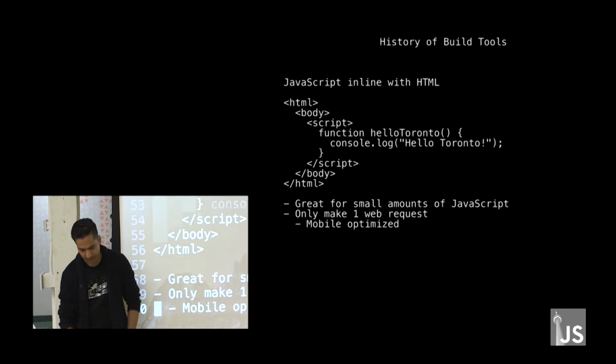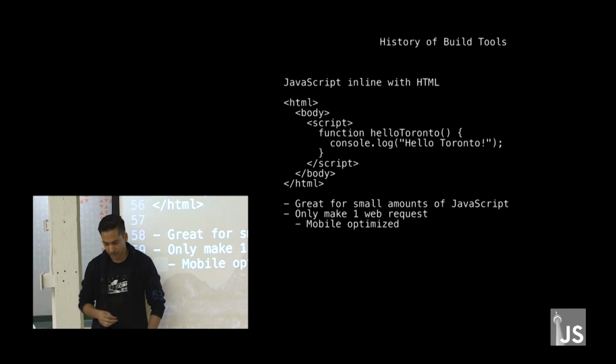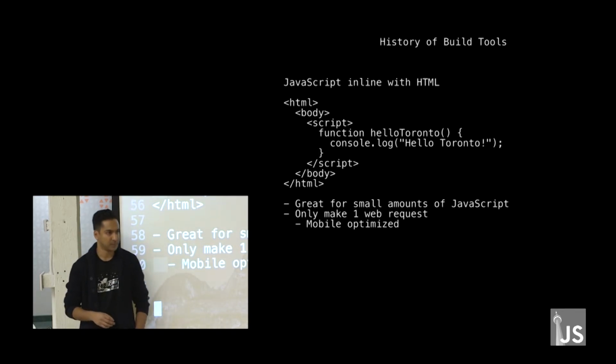So first and foremost, way back in the day, we used to inline our JavaScript directly in the HTML, something like this. It's great for small amounts of JavaScript, and you only make one web request and you get everything you need, which is great for mobile.